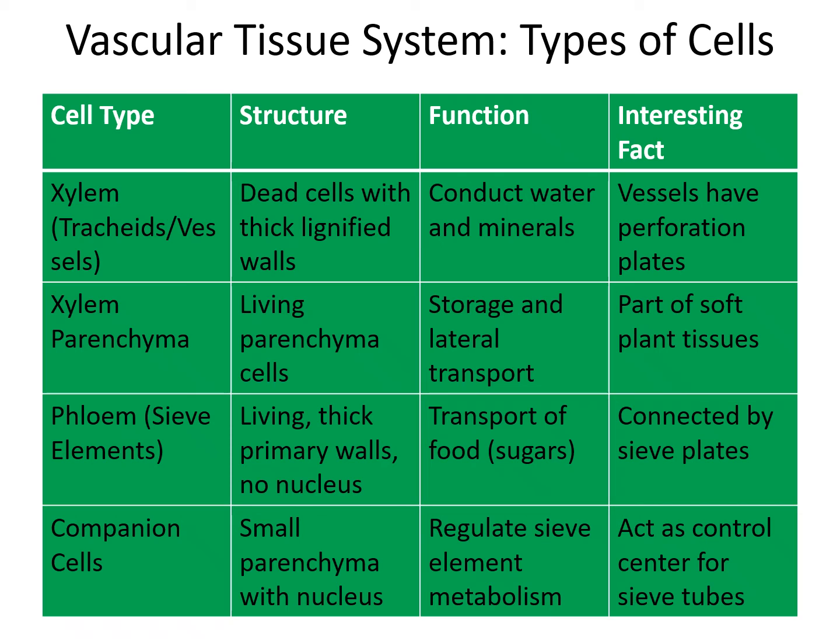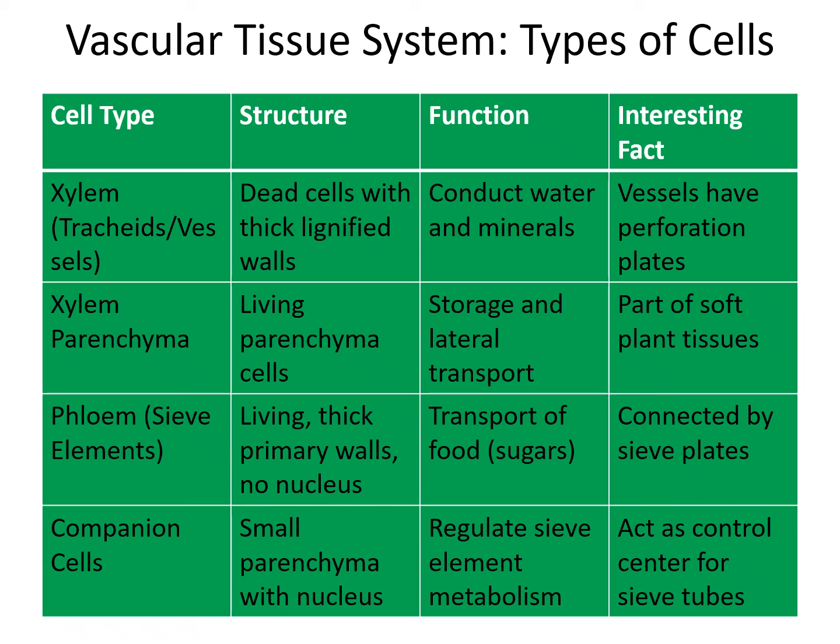Now xylem parenchyma, unlike tracheids, they are living parenchymatous cells. They store and they are responsible for lateral transport of water and mineral. They are part of soft plant tissue. The other type of cell from the vascular tissue is phloem cell. Now again, phloem cells can be of sieve elements or they can be companion cells.